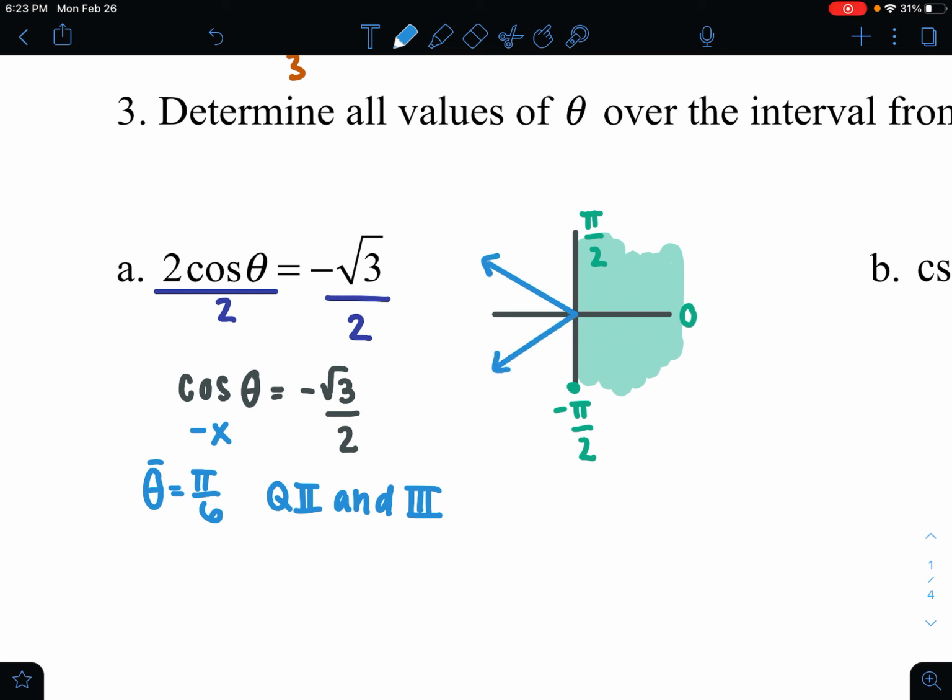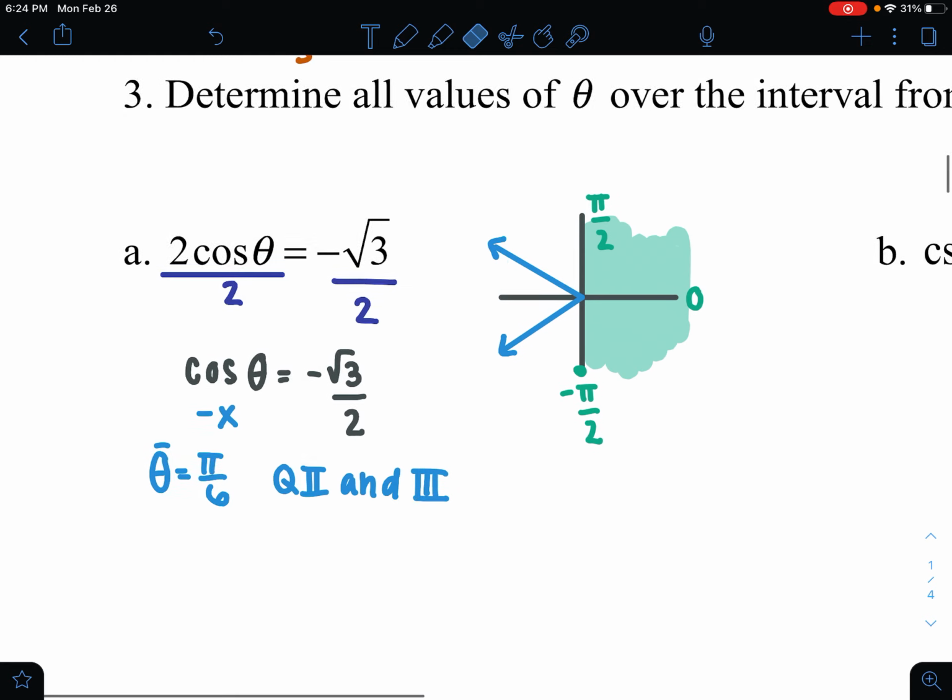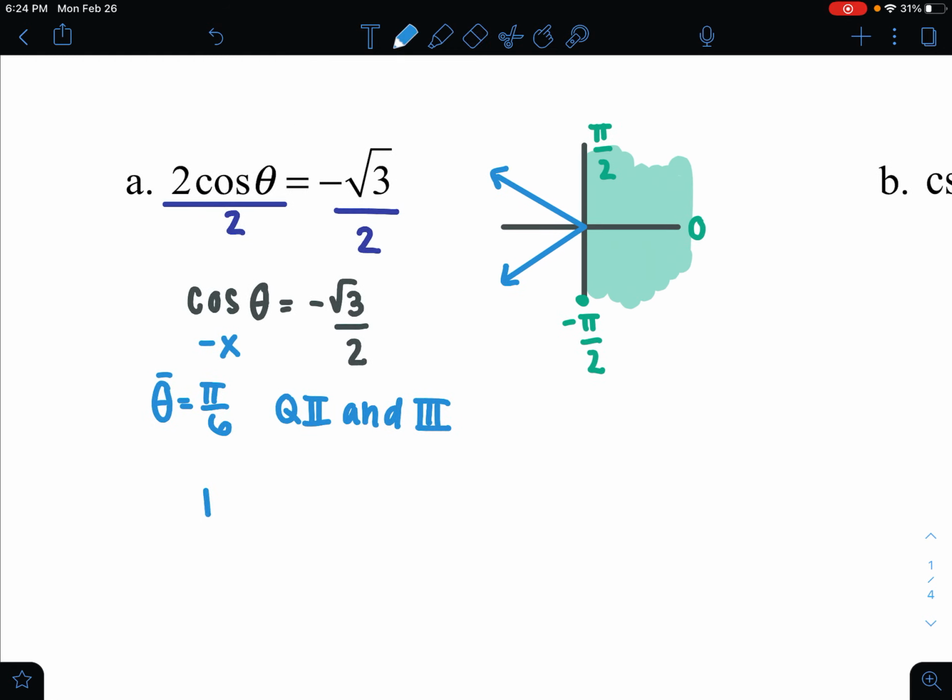in quadrant 2 and 3, does that even fall between that interval? No, and there's no way, even if I make them negative, it's just going to reflect. If I made the angle negative 5 pi over 6, it would just reflect into quadrant 3, so that's not going to solve anything. Therefore, in this situation, there's no solution.